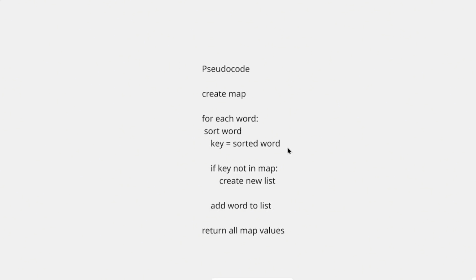So here is our pseudocode. As I have said before in the approach, create a map and loop. For each word, sort the word and store the key equal to the sorted word. If the key is not in the map, create a new list and add the word to the list, and return all map values. So let's code it so that you will easily understand.